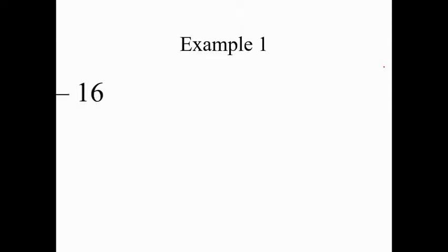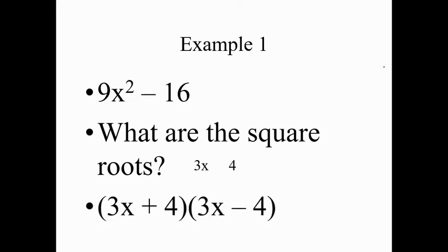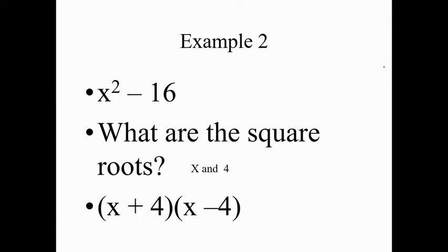All right, let's take a look at example 1, 9x squared minus 16. What are the square roots? That's right, the square roots are 3x and 4. Next, we just have to put them in parentheses, one with a plus and one with a minus. Let's take a look at example 2. x squared minus 16. What are the square roots? That's right, x and 4. And again, we just place them in the parentheses, x plus 4 and x minus 4.